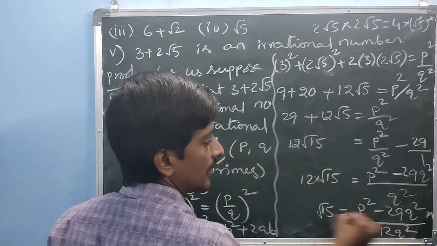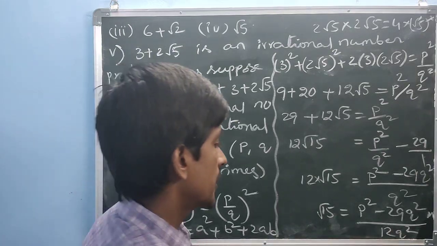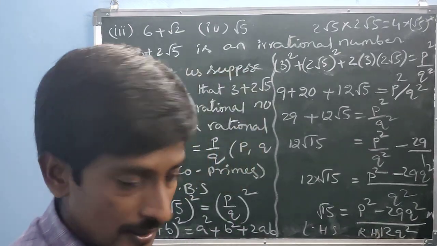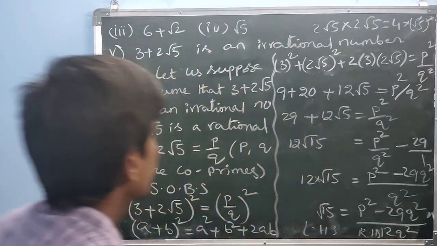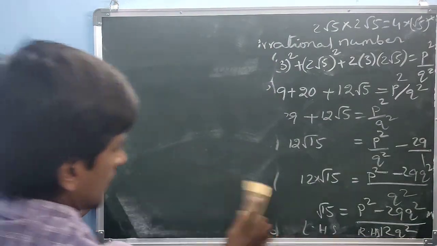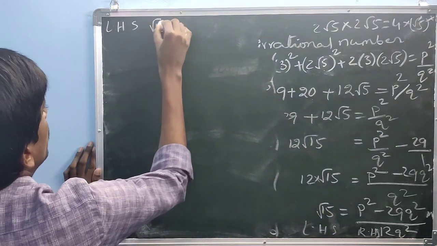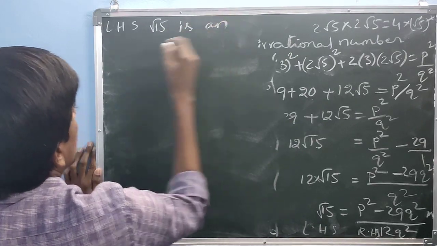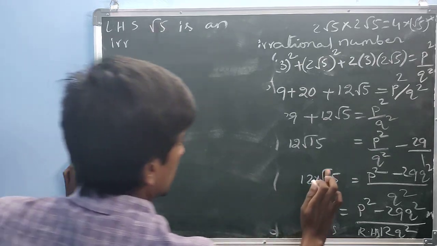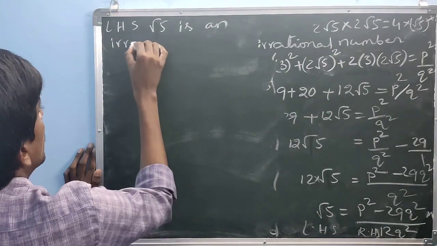Here multiplication transfers to the other side as division, so 12 Q square. LHS, RHS. So LHS is root 5. Root 5 is an irrational number.